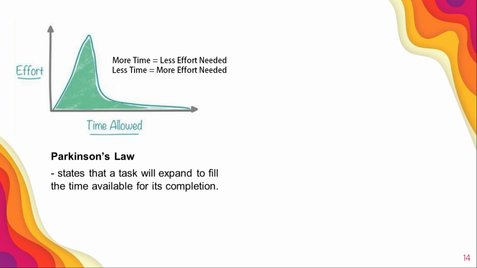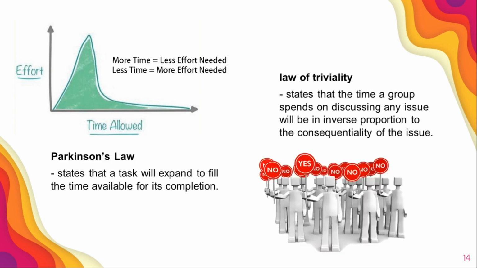So next we have Parkinson's second law, which is the law of triviality. It states that the time the group spends on discussing any issue will be in inverse proportion to the consequentiality of the issue. It simply means that we spend much more time on less important things during the discussion, which somehow we can relate to undeniably. For example, within a group, the members spend an hour discussing what would be the best design to use for the group presentation, rather than discussing the tasks or topics that should be assigned to the members.